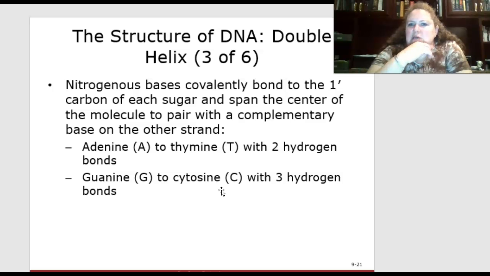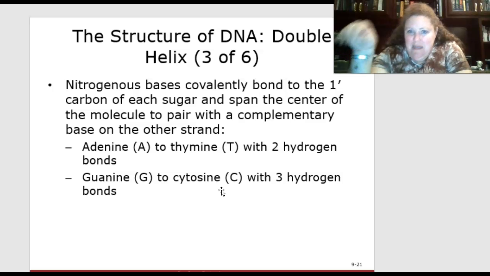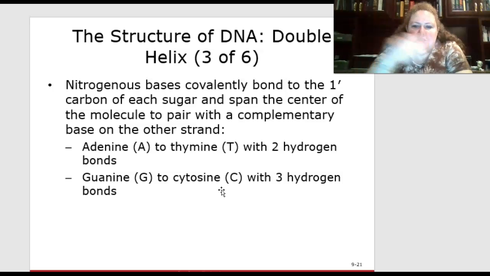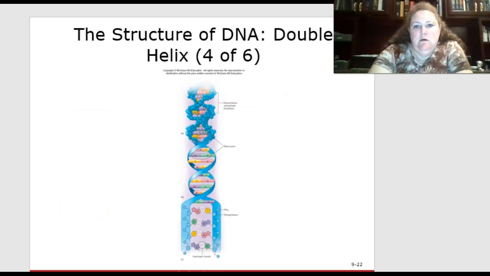Some of my other students say, well, apples grow on trees and the cars go into the garage. So apple, tree, car, garage, A, T, C, G. And the reason is because adenine and thymine have 2 hydrogen bonds, where guanine and cytosine have 3 hydrogen bonds. So the shape just works better for them, okay?